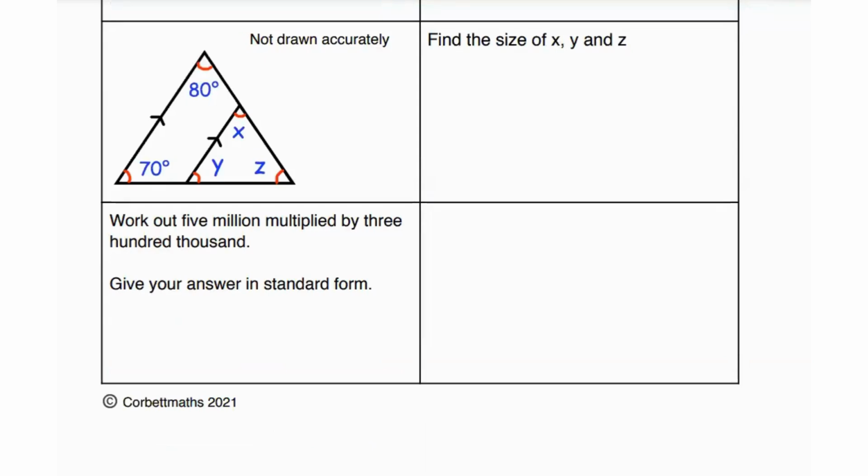Next question says, not drawn accurately, find the size of x, y, and z. So first thing first, we can see that we have a pair of parallel lines, this and this. So these two angles are equal. x equals 80 because they're corresponding angles. Similarly, these two angles are equal, corresponding angles again. And for the last one, we can do 180 minus 80 minus 70, which equals 30 degrees.